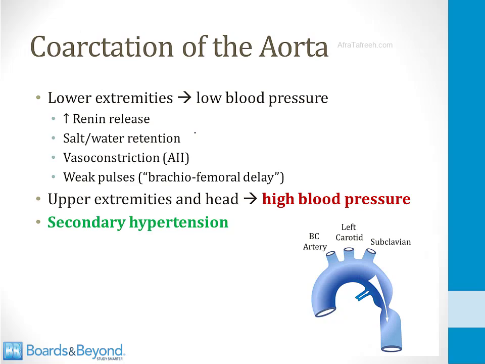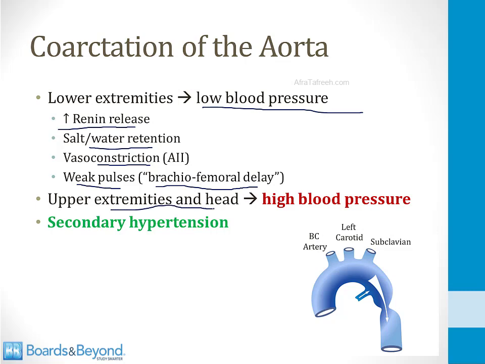In this type of coarctation of the aorta, the lower extremities have low blood pressure. This can lead to renin release from the kidneys and salt and water retention and vasoconstriction via angiotensin II. It can also lead to weaker pulses in the lower extremities. This is sometimes called brachiofemoral delay. Basically, if you feel the brachial pulse and the femoral pulse at the same time, there will be a delay between when you feel the brachial pulse and when you feel the femoral pulse.